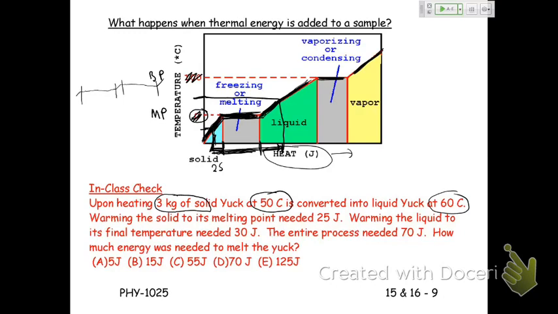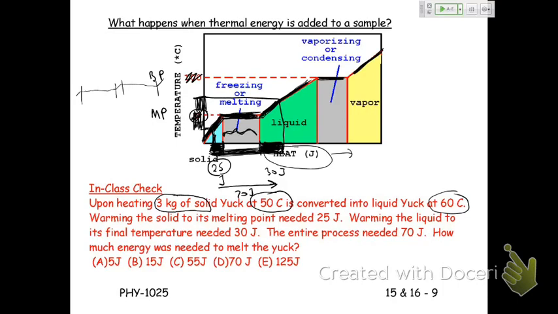So raising the yolk to its melting point took 25 joules. And then warming the liquid yolk to its final temperature took 30 joules. So that bit there, which caused that to happen, took another 30 joules. It says the entire process took 70 joules. That's the entire thing. So it asks how much energy was needed to melt it.